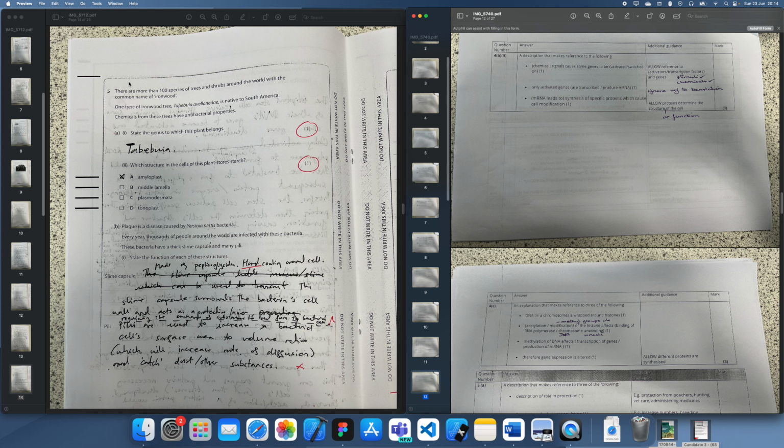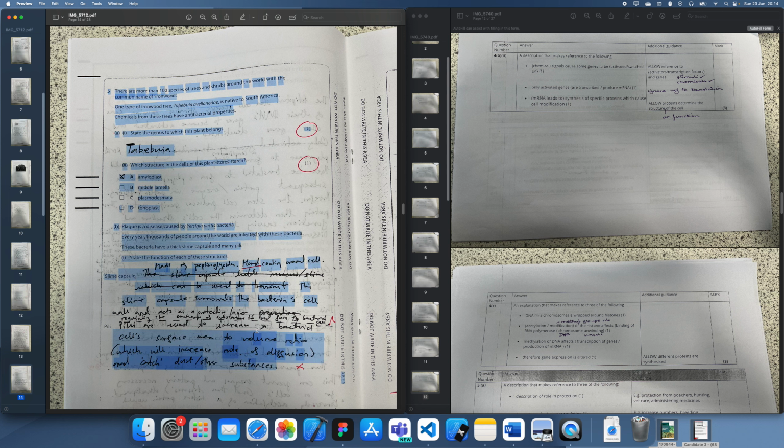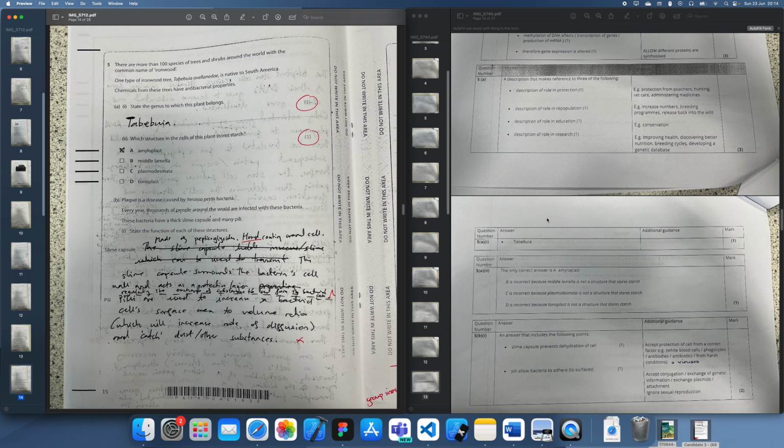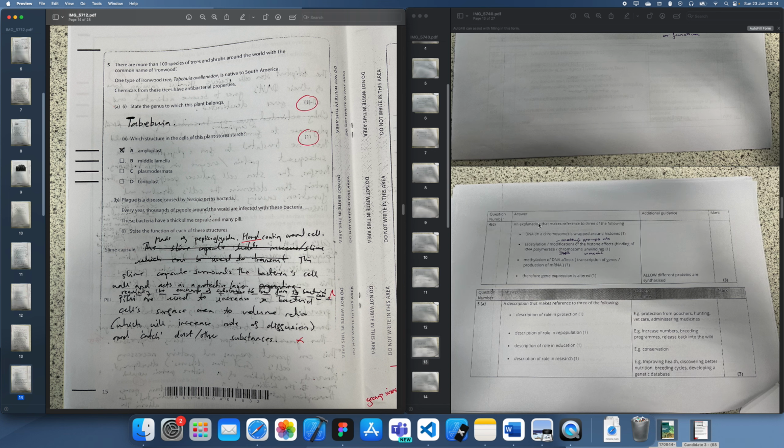Moving down. Yeah, this was easy. Hadn't seen this question before, but it's alright. Yeah, you can see I've completely fumbled this. I remember being really confused what a slime capsule was. Then I remembered it was just a capsule around bacteria, but I still couldn't quite remember the function of it. I suppose it's for protection, right? 5A.